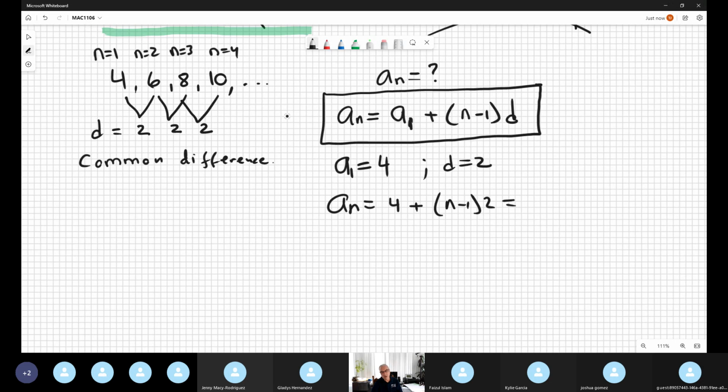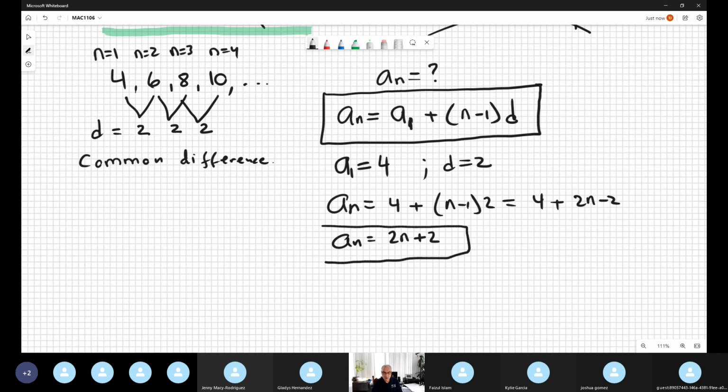Leave it like that? No, hello. You apply some algebra. You apply distributive to n minus 1. So a sub n is equal to 2n plus 2, no? Because 4 minus 2 is 2. This is the formula. Okay, identification, any.